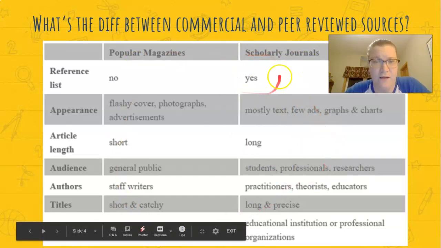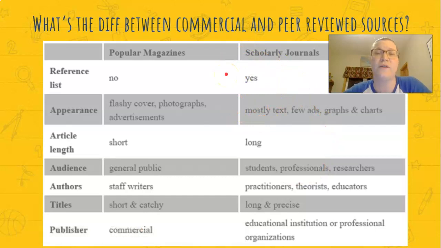So on this side, all scholarly journals have a list of sources. So they have a works cited page. They have mostly text. They probably have graphics or charts specifically to show off their research. Very few ads, if any at all. The article length is typically longer. I would say the shortest scholarly source that you would see would be maybe 5 pages. They can get upwards of 30 pages.